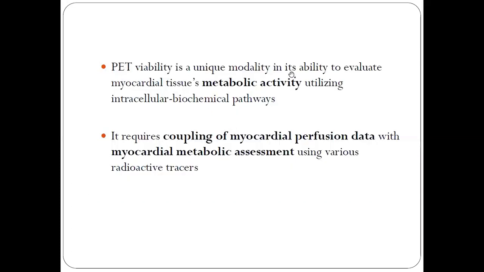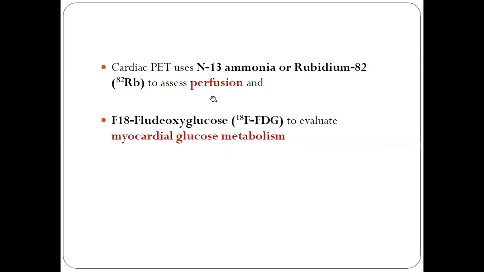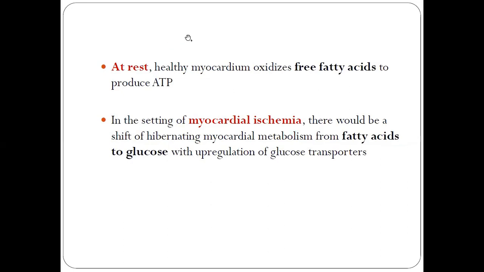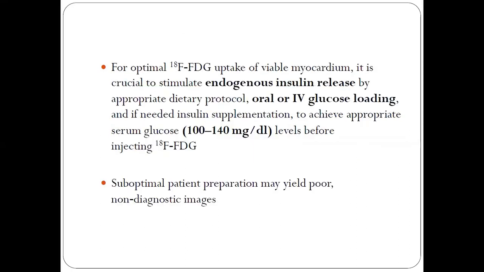PET viability is a unique modality in its ability to evaluate myocardial glucose metabolism. So it assesses both the perfusion as well as the metabolic activity. At rest, healthy myocardium oxidizes free fatty acids to produce ATP. But in the setting of myocardial ischemia, there is a shift in hibernating myocardial metabolism from fatty acids to glucose, with upregulation of glucose transporters.